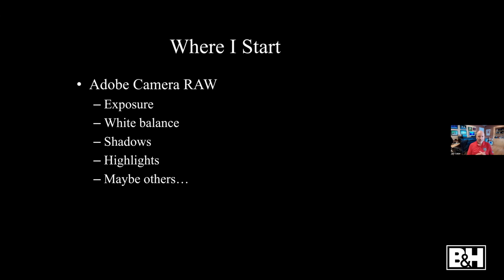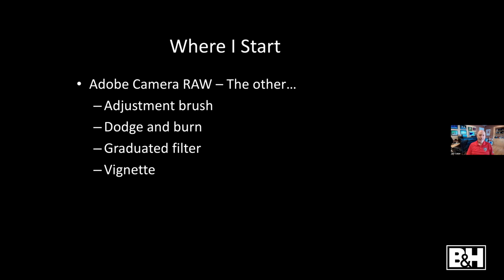So first thing I do is I start in Adobe Camera Raw, and this is pretty similar even in Lightroom, but it allows me to do tweaks to exposure, white balance, shadows and highlights, and then maybe some others. We'll talk about some of those others. That's why I put 10-ish favorite features of Photoshop. But those are what I use the most inside of the raw processing. And then I also sometimes use an adjustment brush, dodge and burn, graduated filters, and vignette, and I will show you that. Those are some of the bonus ones that I do inside of Camera Raw.